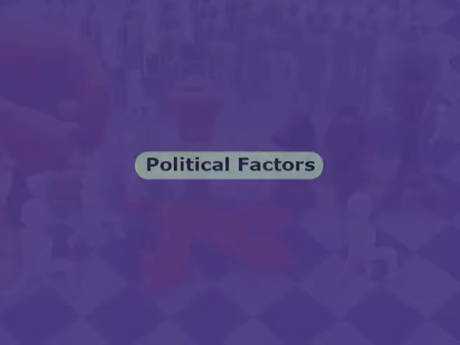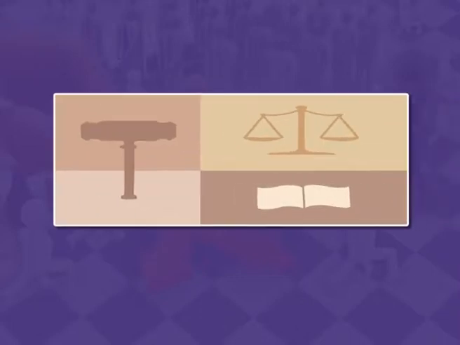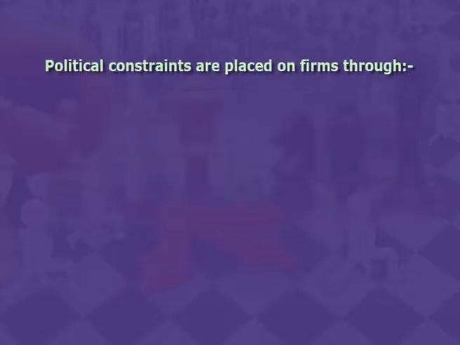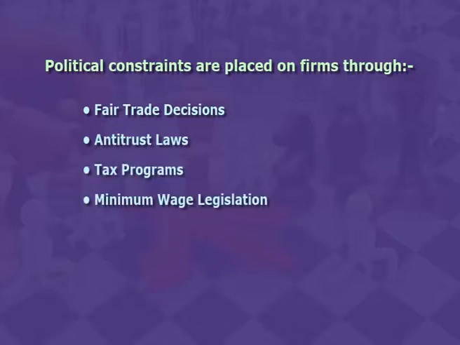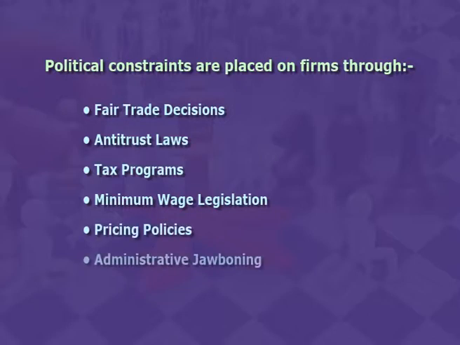Now, political factors. Political factors define the legal and regulatory parameters within which firms must operate. Political constraints are placed on the firms through fair trade decisions, antitrust laws, tax programs, minimum wage legislation, pricing policies, administrative jawboning, and many other actions aimed at protecting employees, customers, the general public and the environment.